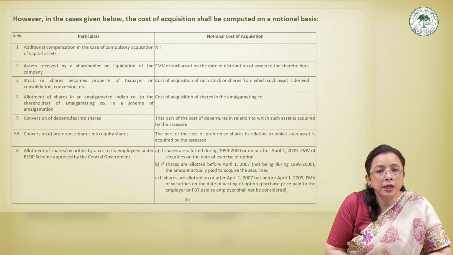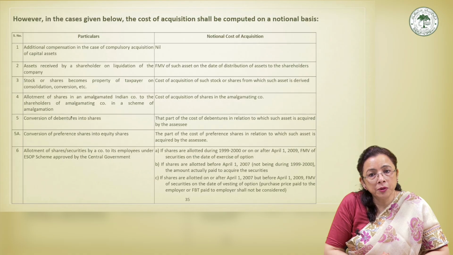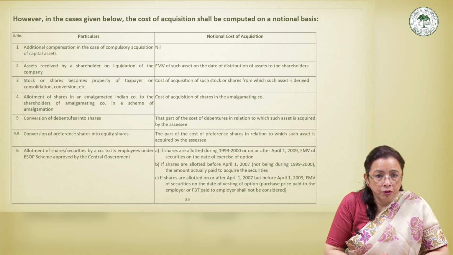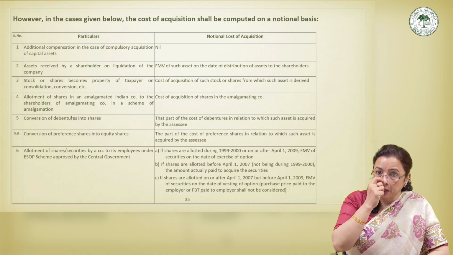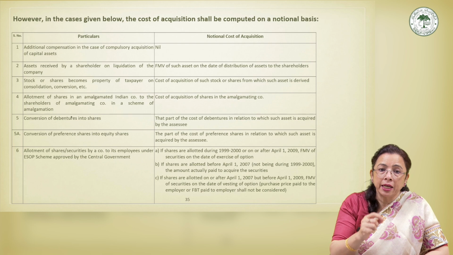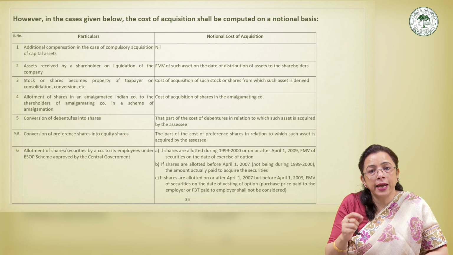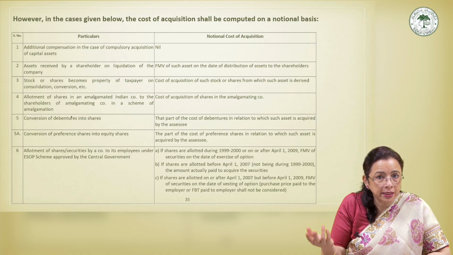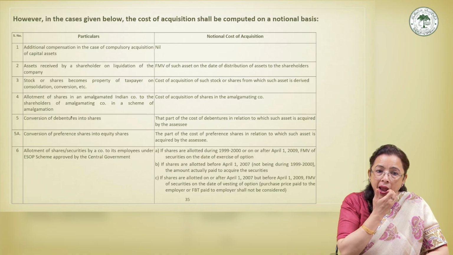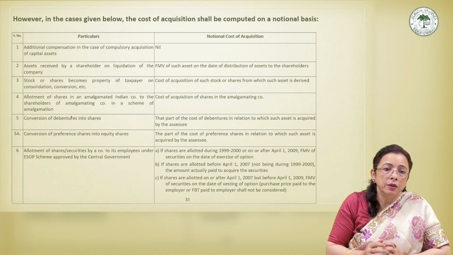This ensures that future capital gains are computed based on the value at which the shareholders effectively acquired the assets during liquidation. For example, if a shareholder receives land worth rupees 10 lakh during the liquidation, then this rupees 10 lakh becomes the COA for the land for future capital gain computation if some transaction takes place. Okay, so this is how we deal with this.